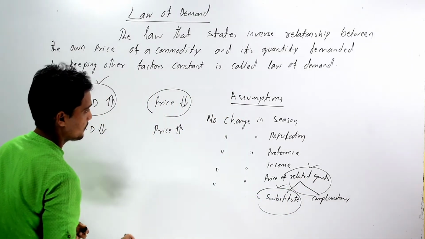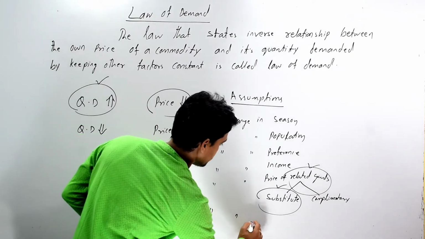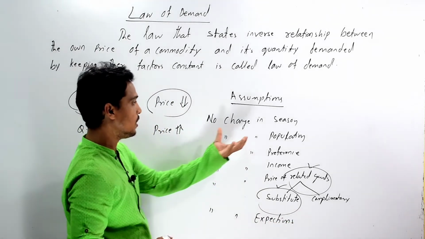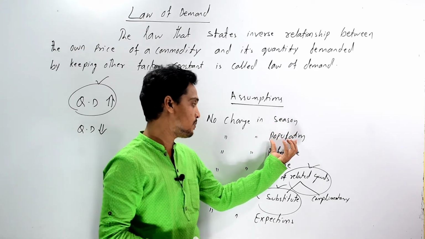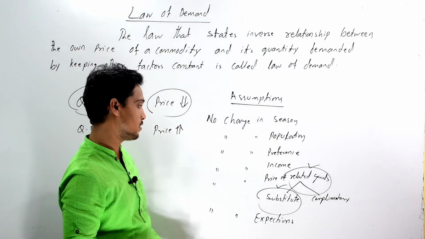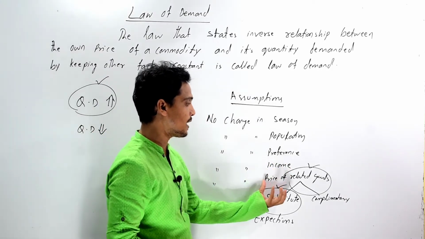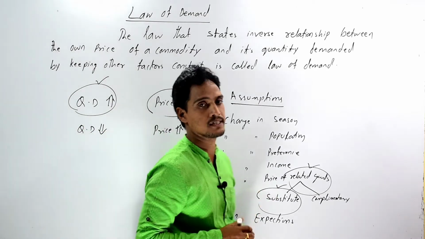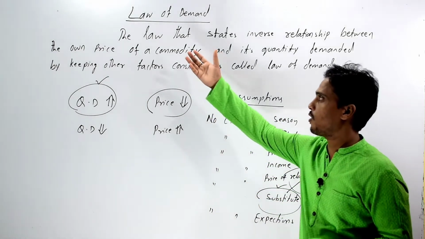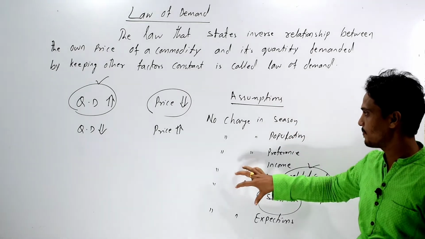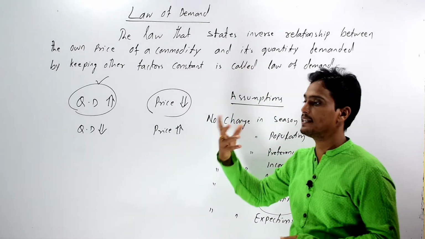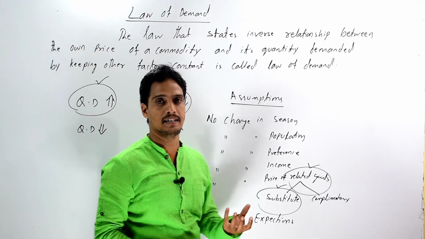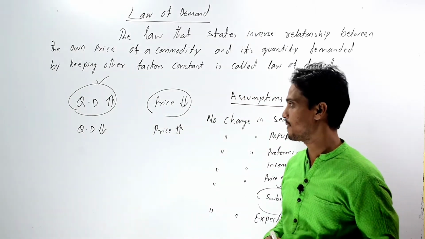Again come to our assumptions. Then there is no change in future expectations. That means if there is no change in season, size of population, likings, preference or choice of the consumers, income of the consumers, price of the related goods, or future expectations of the consumers, then our law of demand operates. That means other things remaining constant, the quantity demanded of a commodity increases with decrease in price and quantity demanded decreases with increase in price.